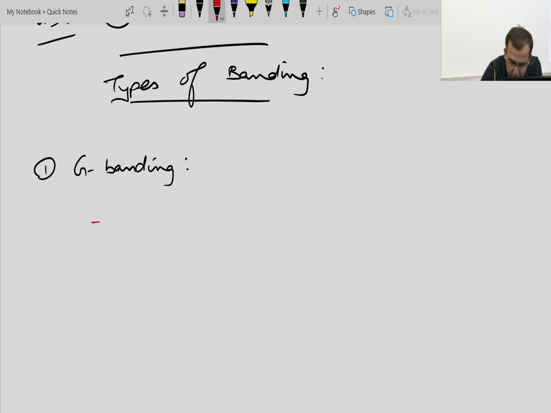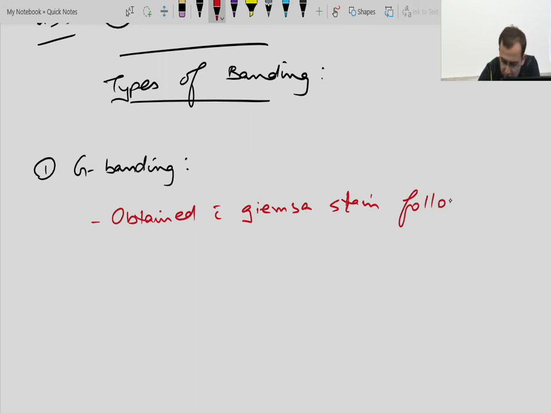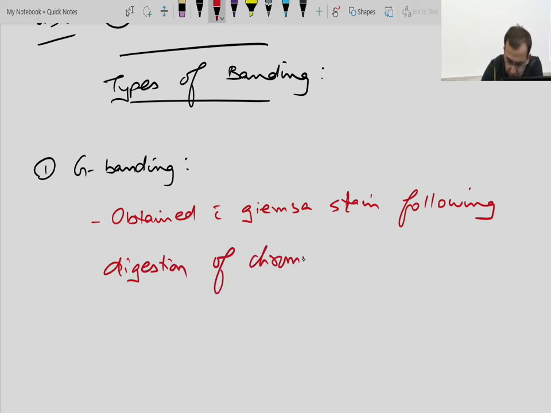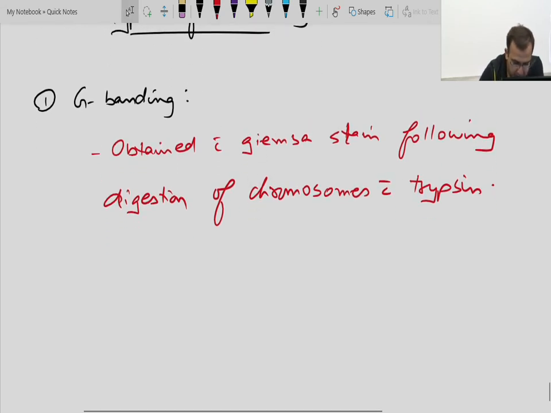G banding is obtained with Giemsa stain following digestion of chromosomes with trypsin. First point, G banding, obtained with Giemsa stain following digestion of chromosomes with trypsin.